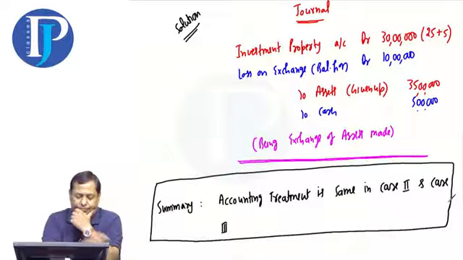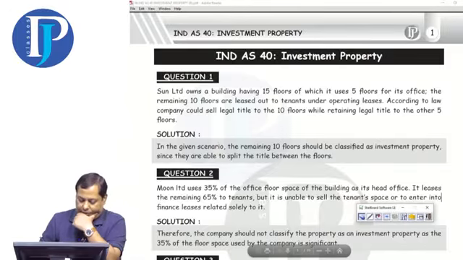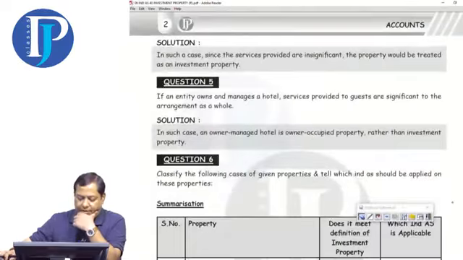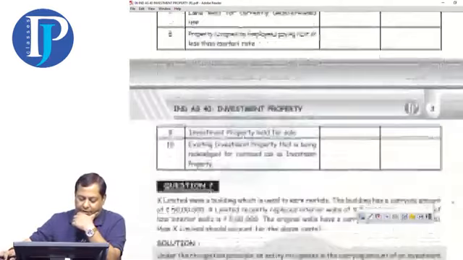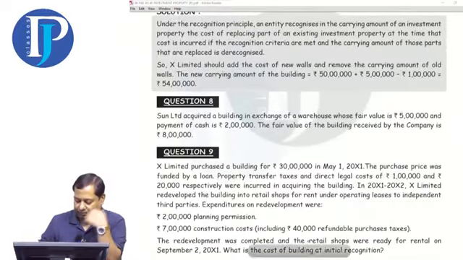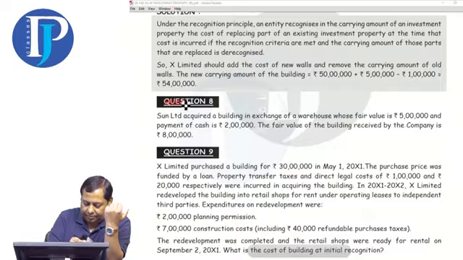Let's do a question. This is from study material. This is a question from your study material. It's a very good question. Look. Question number 8 from study material.